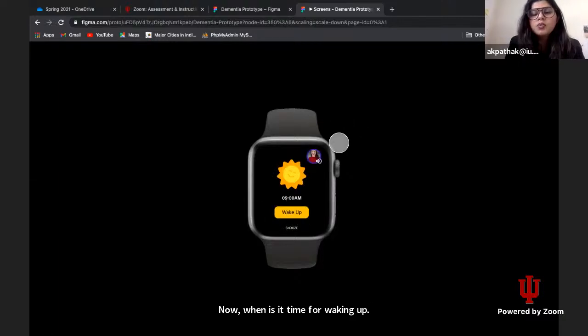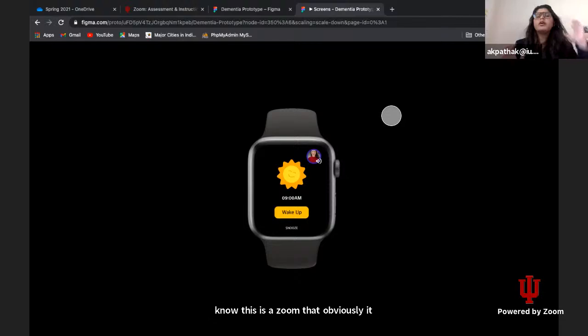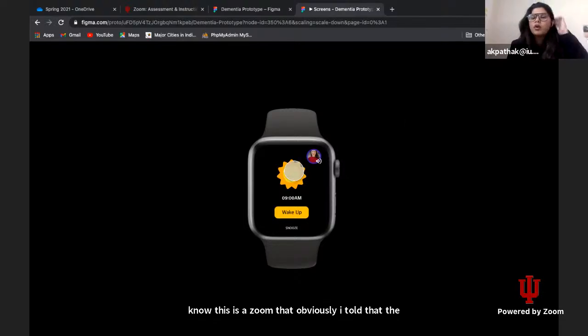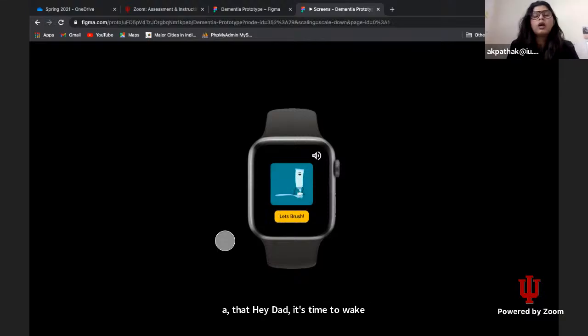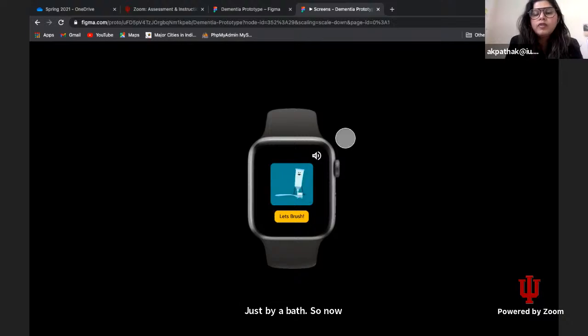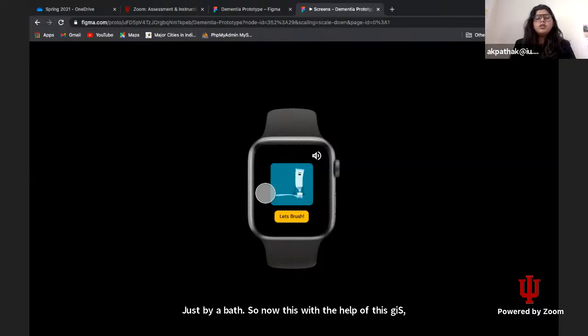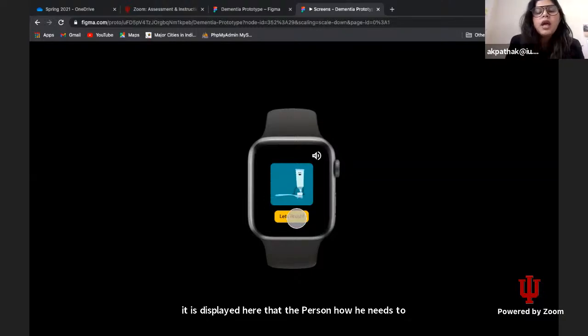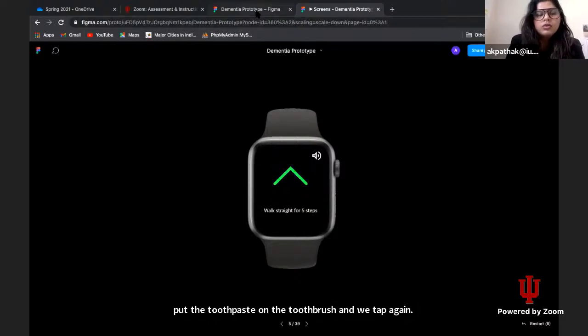Now, as I told, the caregiver will be customizing this with a pre-recorded voice. So when it's the time, for example, the daughter will speak to the father who is suffering from dementia: hey dad, it's time to wake up. Now, this works with just a tap. With the help of this GIF, it is displayed here how the person needs to put the toothpaste on the toothbrush, and he'll tap again. Now here comes, I'll show you this.